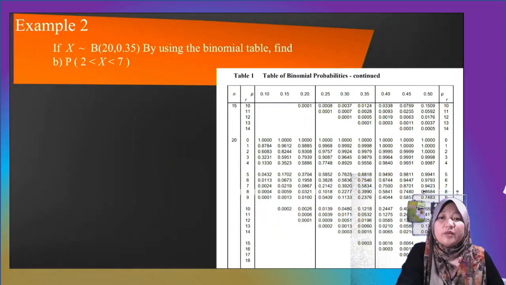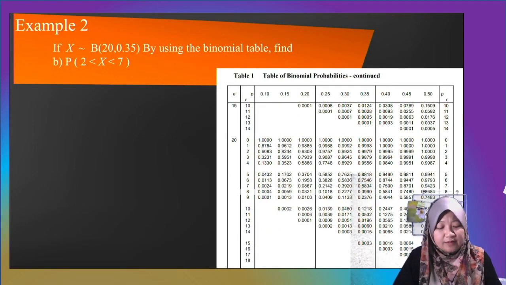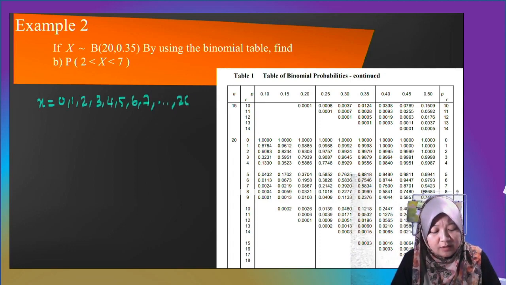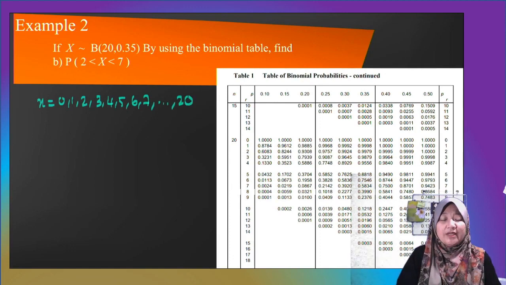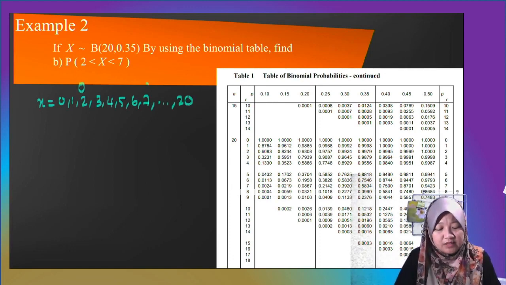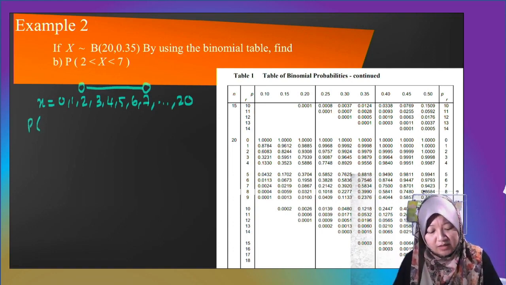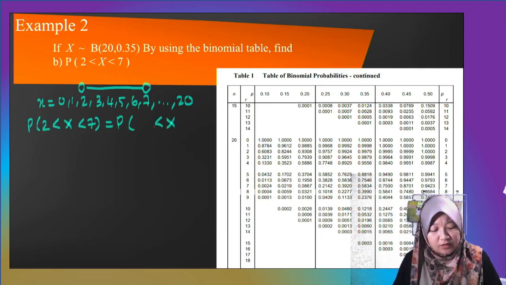Okay, next. Probability X greater than 2 less than 7. Maksudnya X awak 0, 1, 2, 3, 4, 5, 6, 7 until 20. So, greater than 2, less than 7. Tidak termasuk 2, tidak termasuk 7. Macam ni. Maksudnya, probability X greater than 2, less than 7 equal to probability X less than or equal to 3, less than or equal to 6.